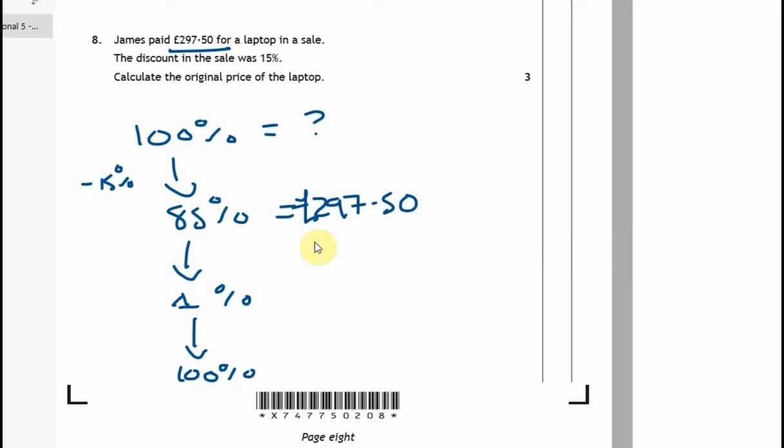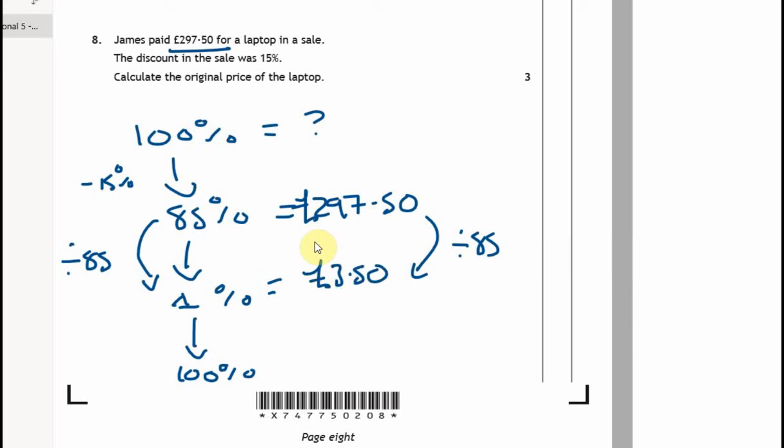Okay, so how do I get from 85 to 1? I'll do 85 divided by 85. So let's do the same on here because it is an equation. What we do to one side, we have to do to the other side. Okay, so 85 divided by 85 gives me 1%. So then 297.50 divided by 85 gives me £3.50.